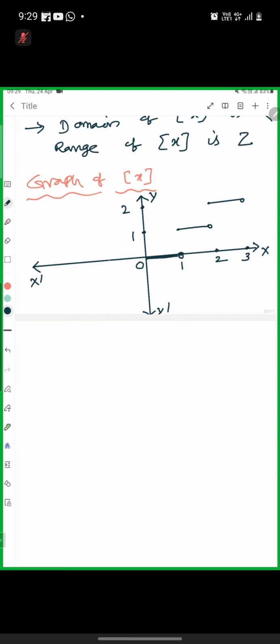And coming this side, if x lies between -1 and 0, its integral part is -1. Here we have a gap. And if it lies between -2 and -1, its integral part is -2. Observe the graph. It looks like steps.